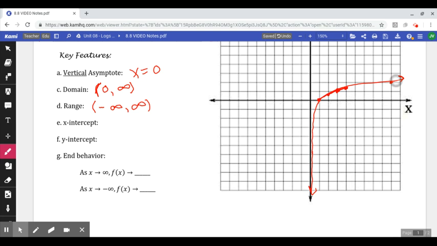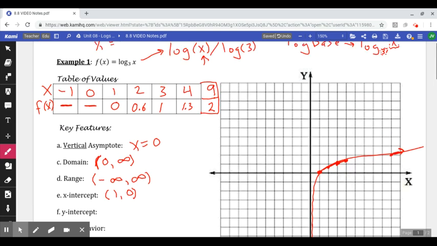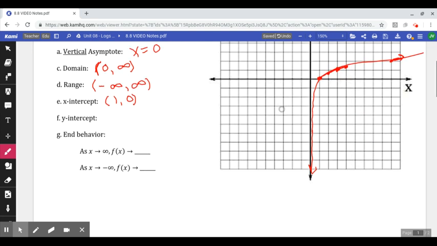Some students think that over here on the right-hand side, that graph levels out, but it actually continues to grow. It just grows a little bit more slowly as we increase the x value, but it would continue to grow forever and ever. So we could reach a very, very high y value. The x-intercept, we can tell on the graph, is going to be 1, 0. So that's this point right here. We can also look at the table of values, and we can see that where the y value is 0, the x value is 1, and that's going to be your x-intercept.